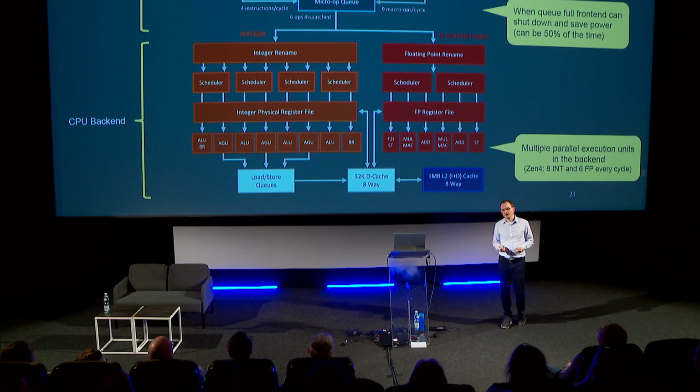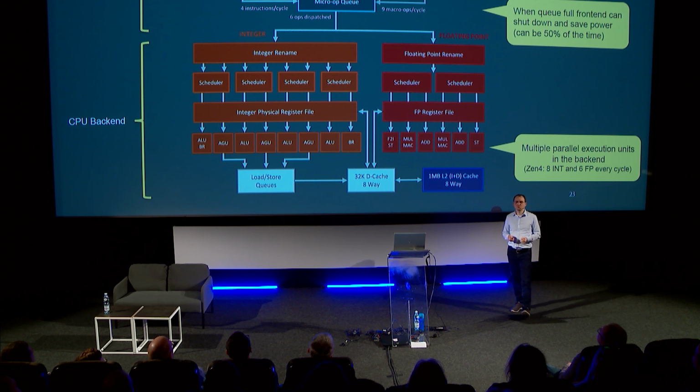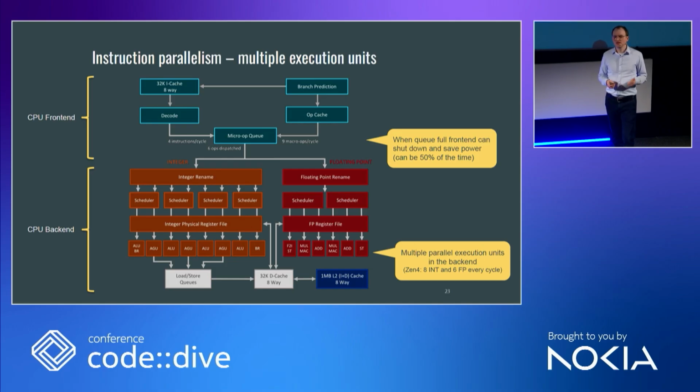And the backend is actually quite capable. So in the Zen 4 processors, for example, you have 8 integer units and 6 floating point units in the backend. So during every cycle, every single core can execute at least 10 or more instructions. So this is really quite amazing. And because of that, it's typically the case that it's not the backend that is the bottleneck, but the front end. The backend is waiting for the front end to generate enough instructions for it to have something to do.